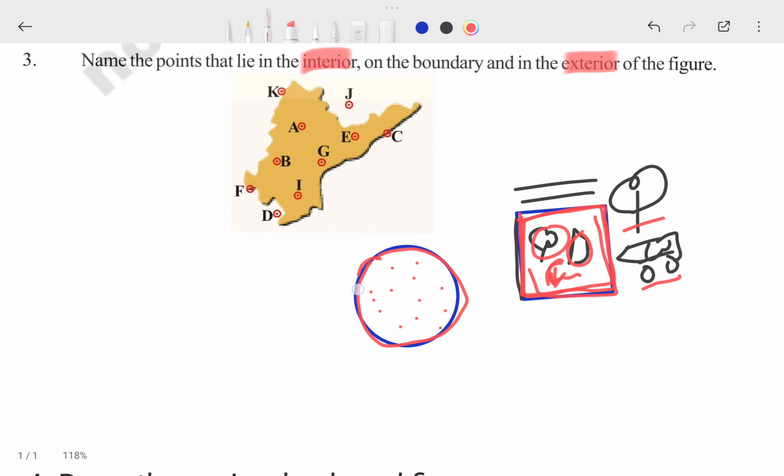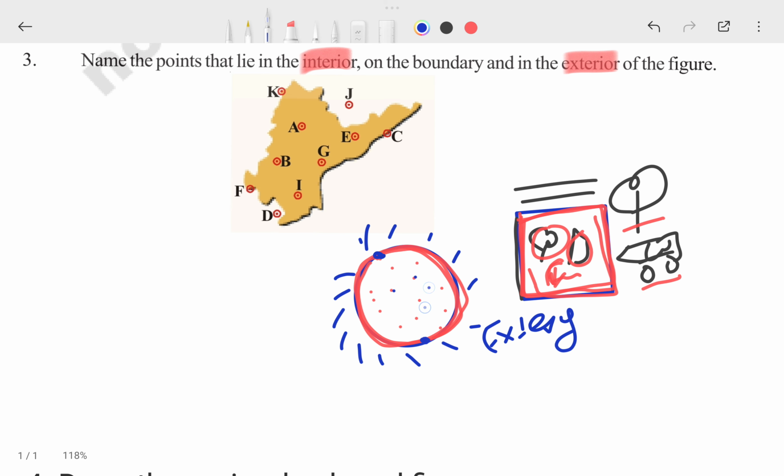Interior means inside of the boundary. This gold circle you are looking at, whatever is inside the circle is called interior. And whatever is outside of the circle, that is called exterior. Okay? And whatever is on the line only, that is called what? This is called the boundary. Let's suppose a bird is sitting on the boundary wall, that is called what? Boundary. Okay? Inside it is called interior, and outside it is called exterior.